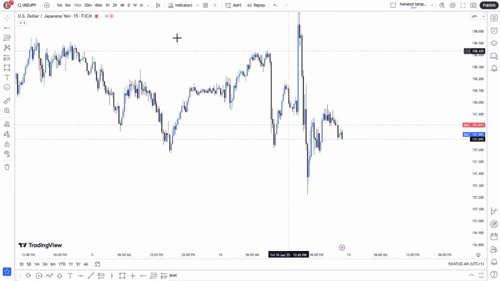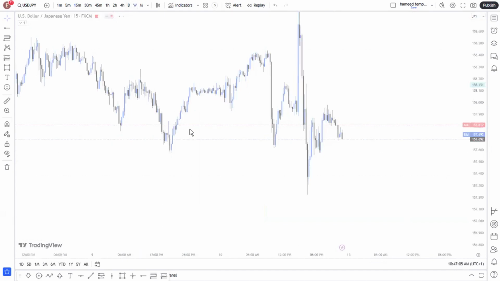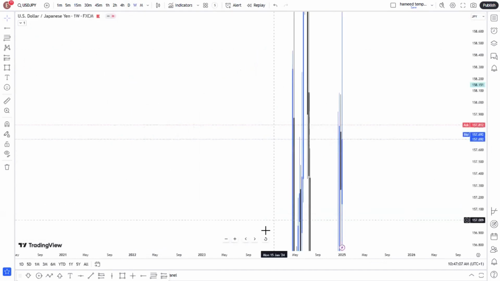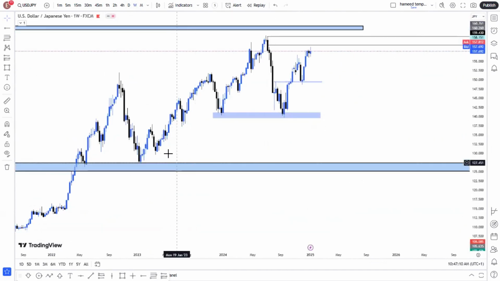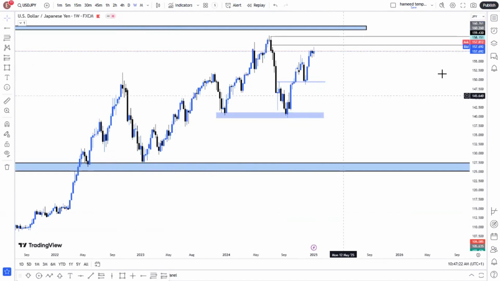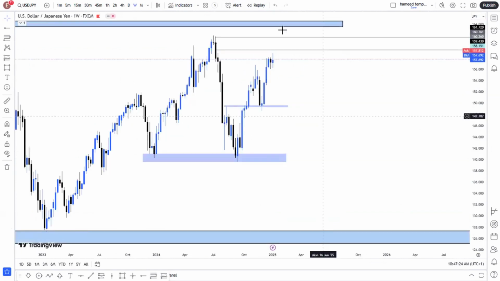On USDJPY, let's move to our weekly time frame as well. On the weekly time frame, we have a nice uptrend. This is a high, this is a low, this is a high, this is a low, this is a high, this is a low. So equal low here, then the market started pushing up. So this is a clear uptrend on the weekly time frame.